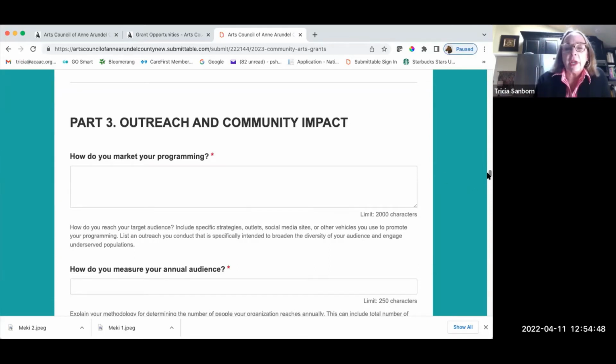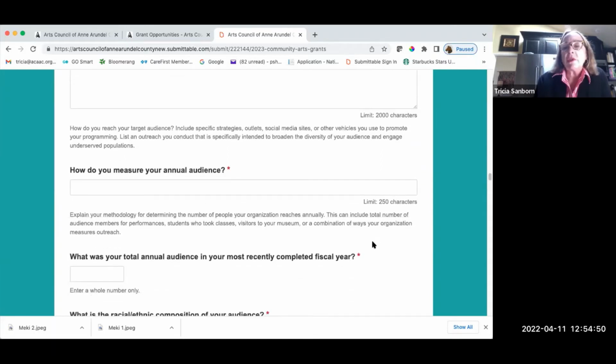How do you measure your annual audience? This is one of those questions that every organization is going to have a completely different answer to. If you do performances, it can be audience members, but say the symphony also has the academy, so they're teaching students at the same time. You can break it down by audience, by students, by school outreach programs, etc. If you have questions on that, you can always call me.